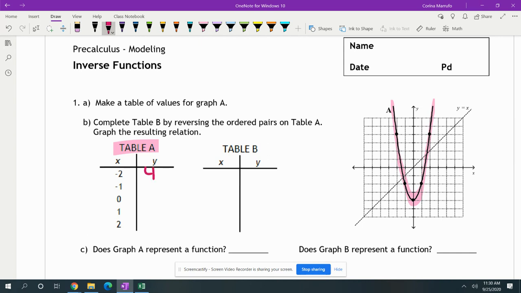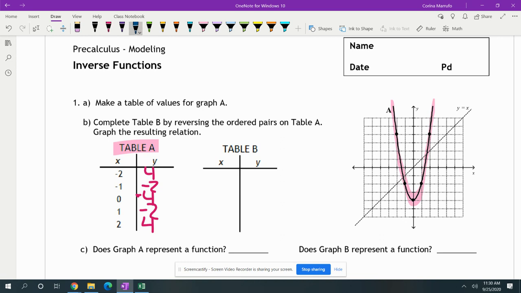And then -1 goes with -2. 0 goes with 4. 1 goes with -2, and then 2 goes with 4. All right, so now from there, we're going to go ahead, this is a -4. Make table B. Complete table B by reversing the ordered pairs on table A and graph the resulting relation.